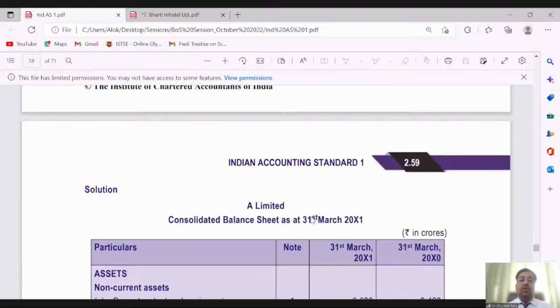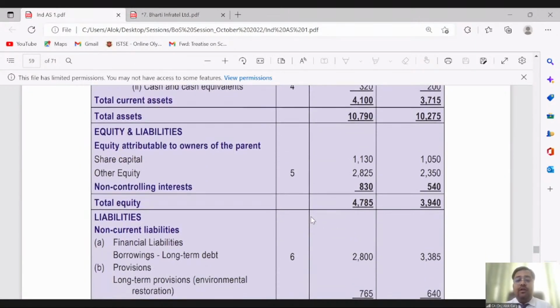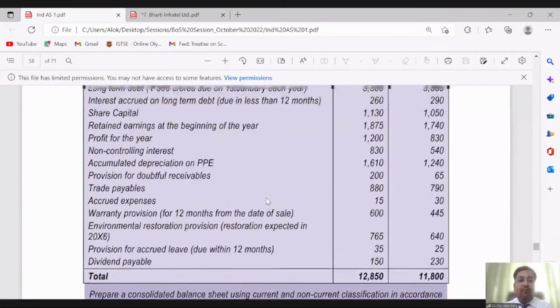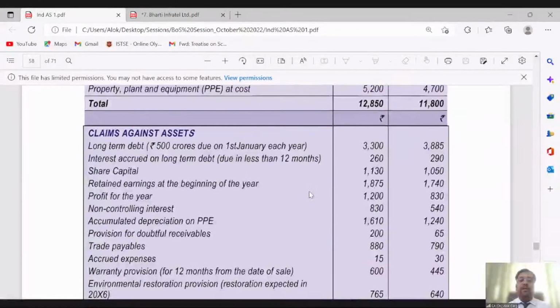990. This non-controlling interest will be part of your, what? This will be part of your equity and liability. So here non-controlling interest has been taken as 130. Why? Because probably they are considering that this share of profit has already been included in the non-controlling interest, right? Because these are the balance sheet numbers. Okay.